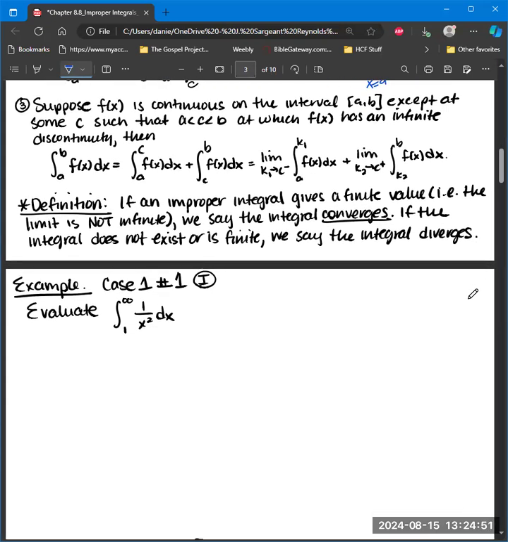So, definition: if an improper integral gives a finite value, the limit is not infinite and the limit actually exists, we say that the integral converges. If the integral does not exist or is infinite, we say that the integral diverges.